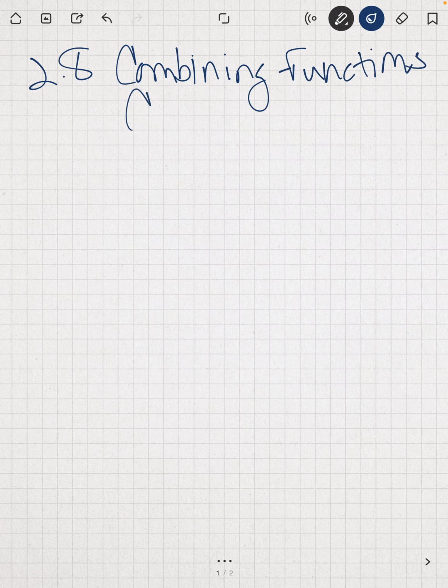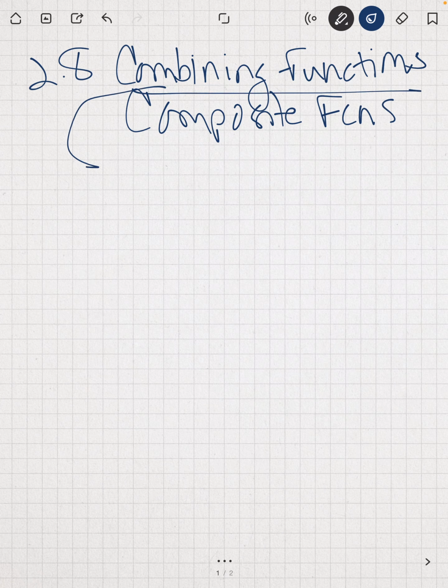In today's video, we're going to be talking about section 2.8, combining functions and composite functions. I always miss an "in" in there. I'll talk about combining functions first, and then we'll come back to composite functions.